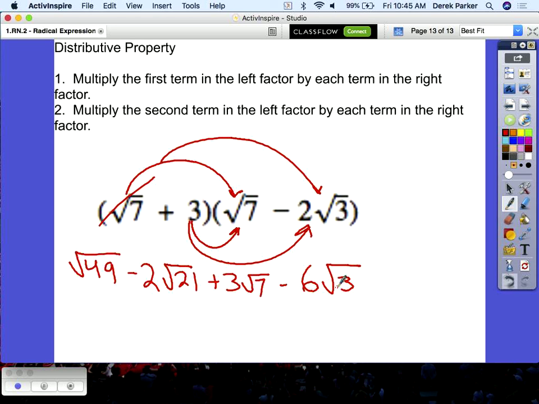I now simplify all that I can simplify. The only thing I can simplify is the square root of 49, and I get 7 minus 2 square root of 21, plus 3 square root of 7, minus 6 square root of 3.